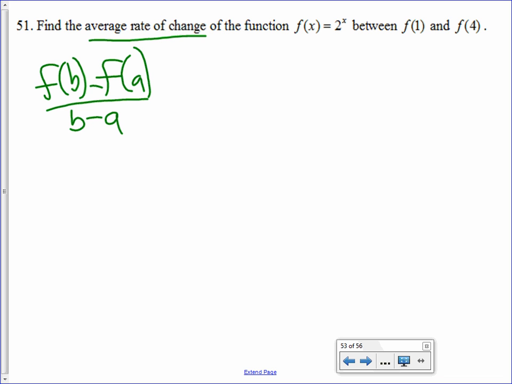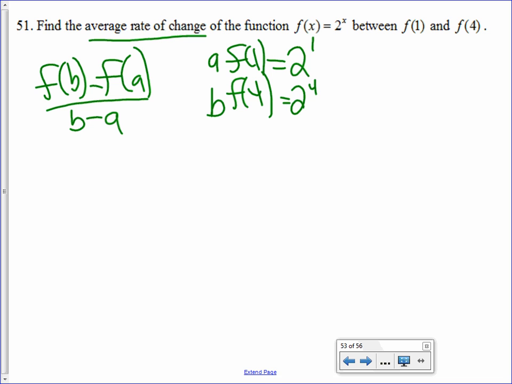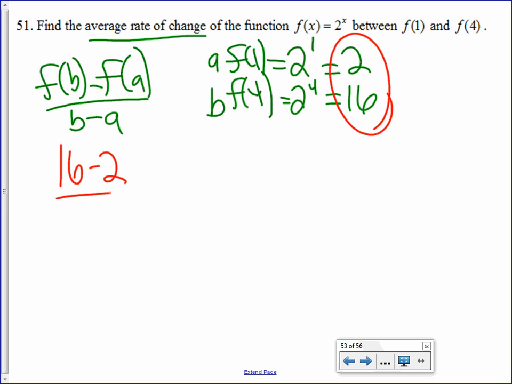It's not giving you F of B and F of A, so you have to find F of 1 and F of 4. Let's call this one A and this one B. It doesn't matter which one's which. This would be 2 to the first. This would be 2 to the fourth. That's 2. That's 16. So F of B and F of A are 16 and 2. B and A are 4 and 1.